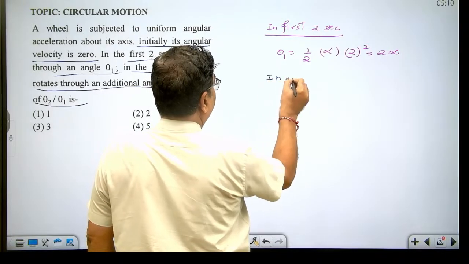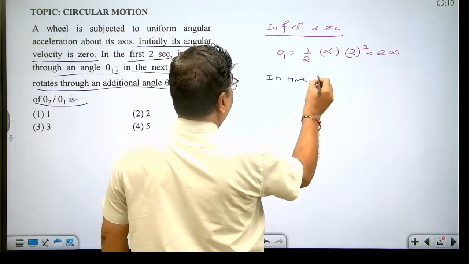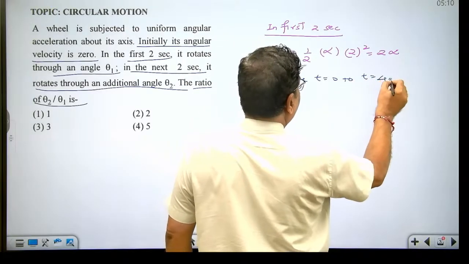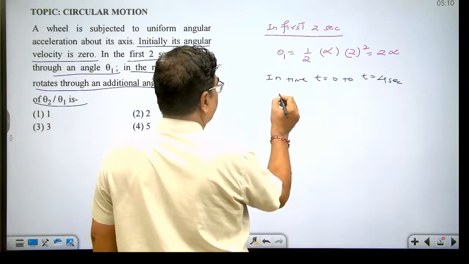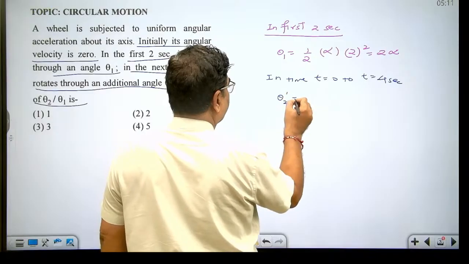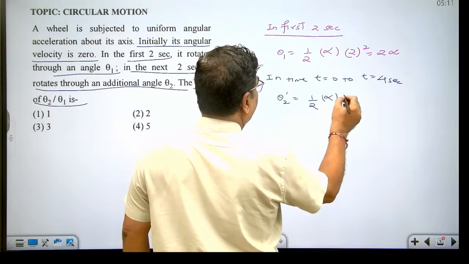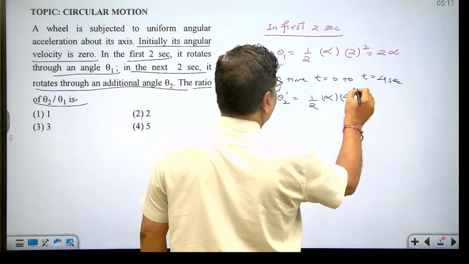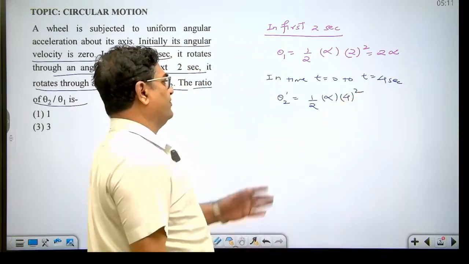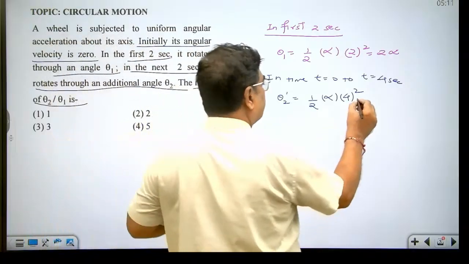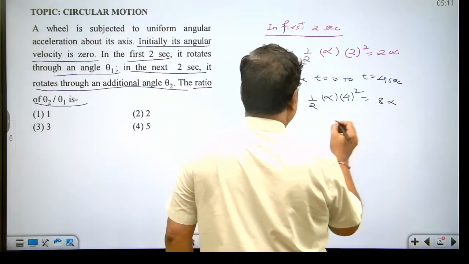Now dear student, in time t equal to 0 to t equal to 4 seconds, let us assume angle traveled is theta 2 dash. So theta 2 dash will be equal to half alpha t square. Here no need to calculate any initial angular velocity because we have taken reference time as t equal to 0. So this is 8 alpha.